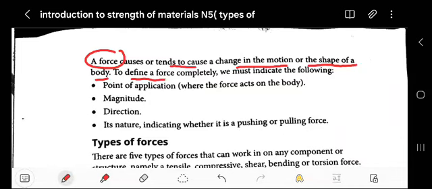To define the force completely, we must indicate the following: point of application, where the force is acting on the body, magnitude, direction, and its nature, indicating whether it's pulling or pushing. Mostly in strength of material we'll be dealing with deformation, the changing of shape, and how force influences the shape of an object.